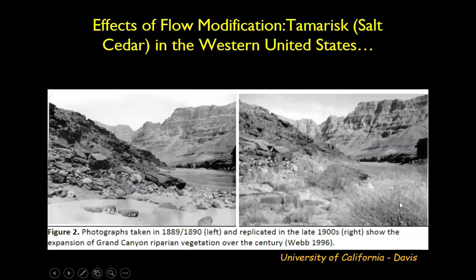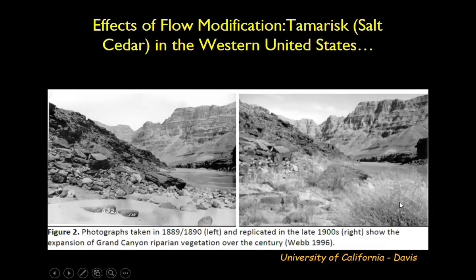Well, we've modified rivers in all kinds of ways, and our discussion paper for today is going to address that in a little more detail. But it's interesting to think about how the movement of stream channels affects the terrestrial environment too. So this is tamarisk or salt cedar, which is an invasive plant species out in the West. And this is in the Grand Canyon, so the Colorado River, at the end of the 19th century and the late 1900s.